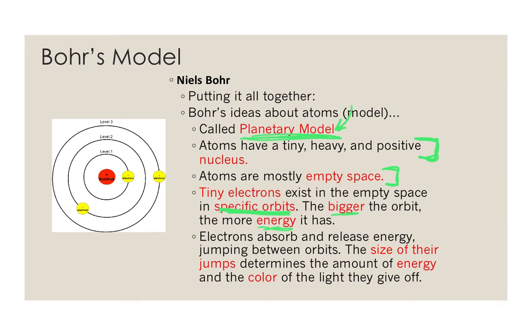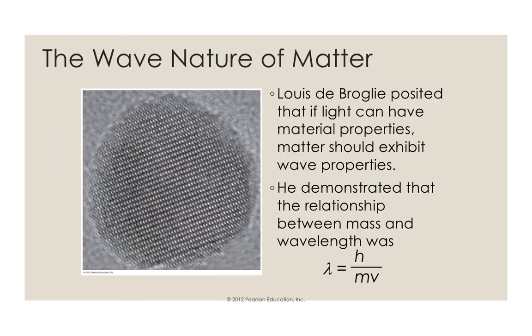Electrons absorb and release energy jumping between orbits. The size of their jumps determines the amount of energy and the color of light they give off. So again, an electron might absorb some energy and pop up one level. When it comes back down, it gives that energy back off as a photon. And energy is related to specific wavelengths and frequencies, so it has to be a specific color. And that's where the lines come from.